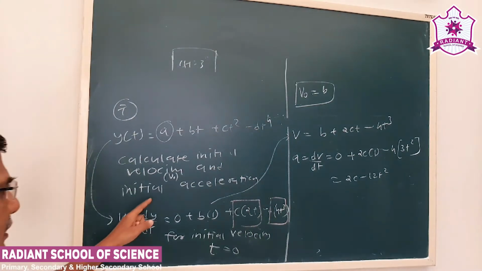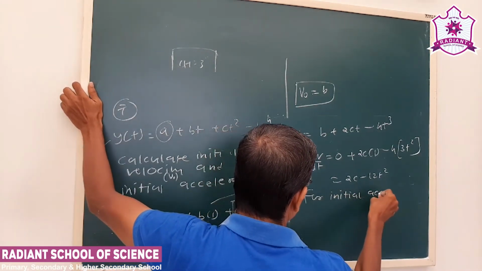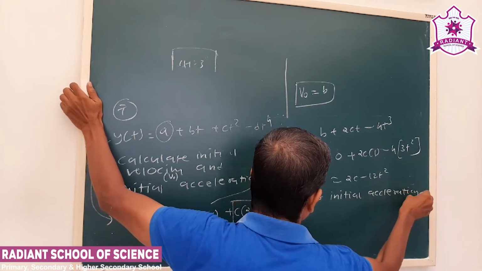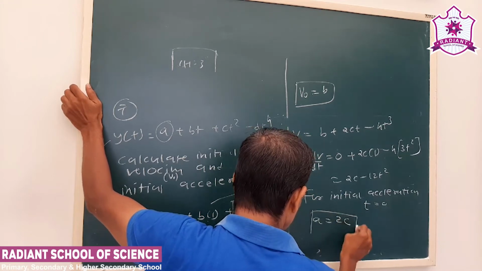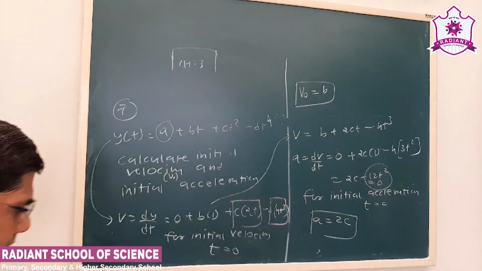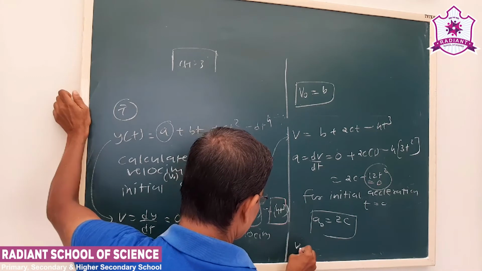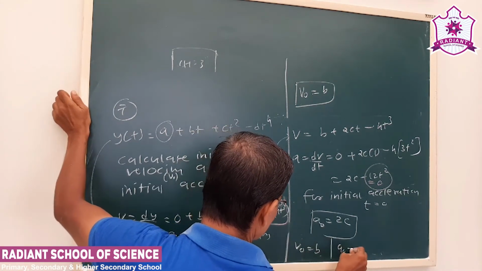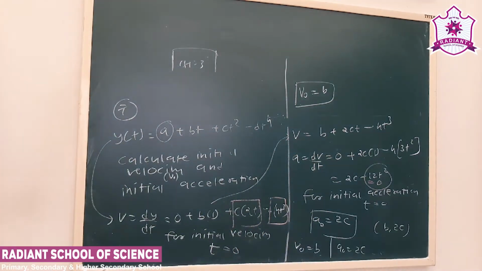Again, for the initial acceleration we have to take t equal to 0. This term will vanish, because t is equal to 0. So what we get is the initial velocity is b and the initial acceleration is 2c. This is how we can obtain the initial velocity and initial acceleration.